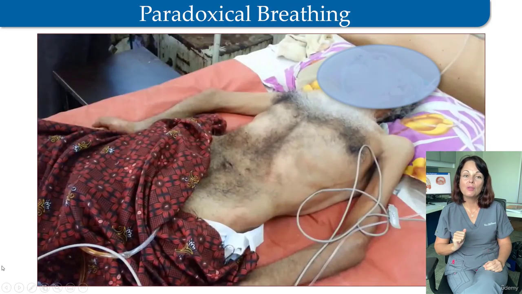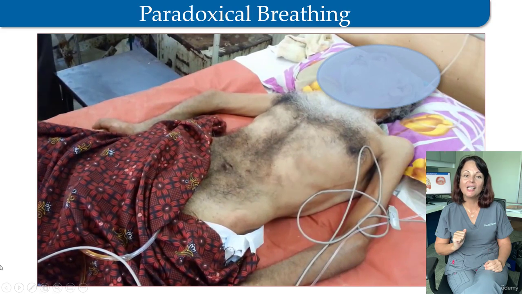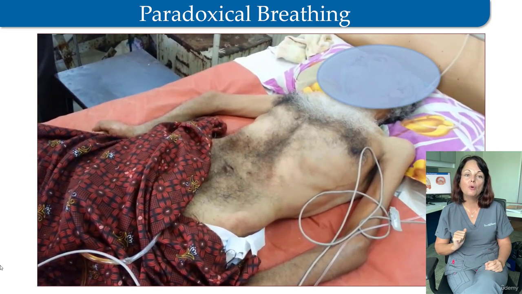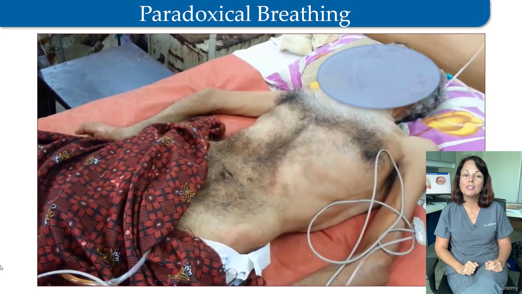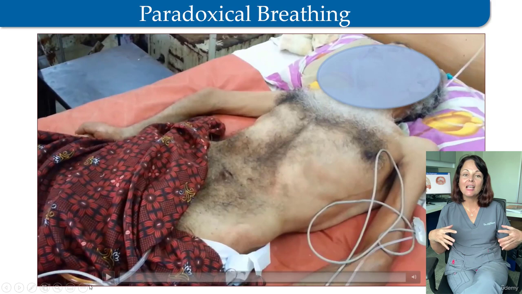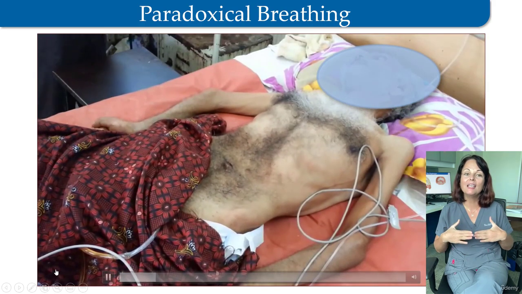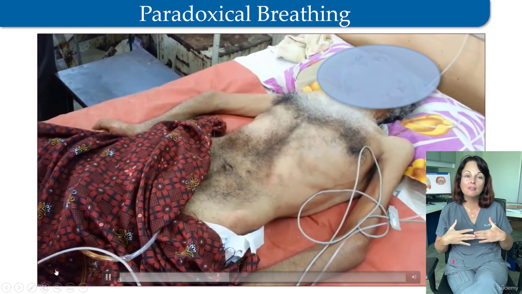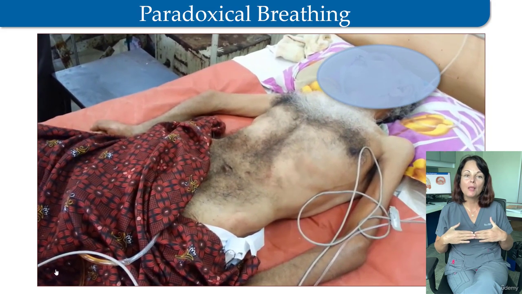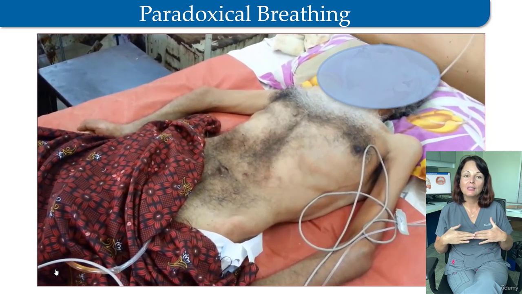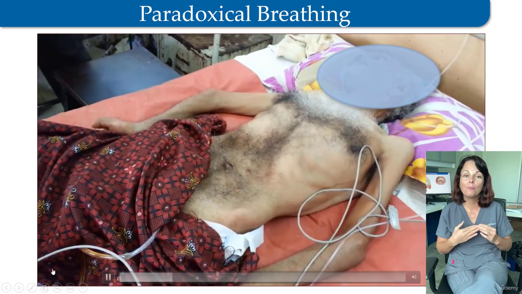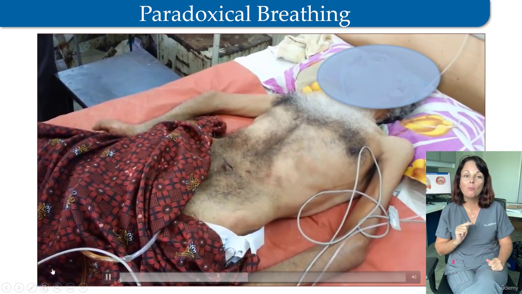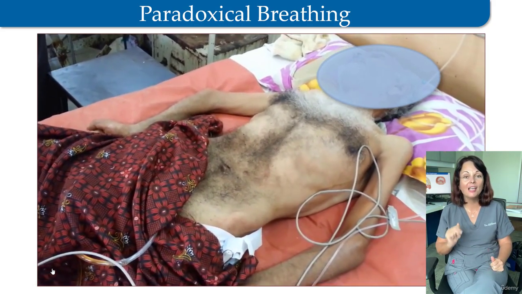On this slide, you see a patient with bilateral diaphragmatic palsy due to motor neuron disease. Pay attention to the movements of his abdominal wall. When the chest expands, the abdominal wall is drawn in, and vice versa. Do you see it? Completely opposite to what we normally have. The paradoxical breathing is a sign of paralysis of the diaphragm, and in this particular case, both phrenic nerves are affected, right and left.